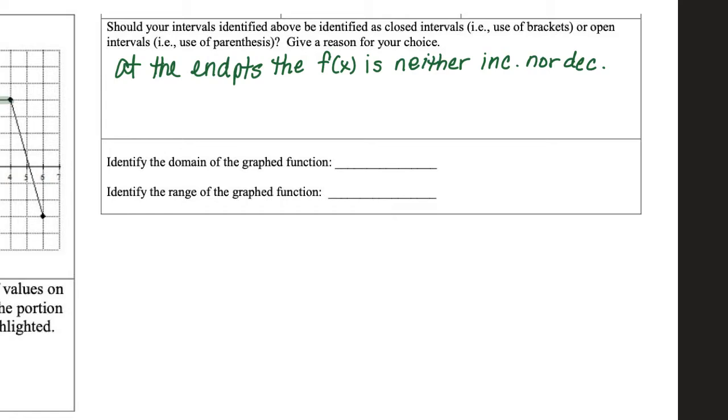Alright, and then notice that for the next part it asks us to identify the domain. So how far to the left to how far to the right. And notice these are closed circles, so for your domain you would include, so use your brackets, and this is going to be from -5 to 6, looking at the graph. And then for your range, you're going to go from -3 all the way up to 5.